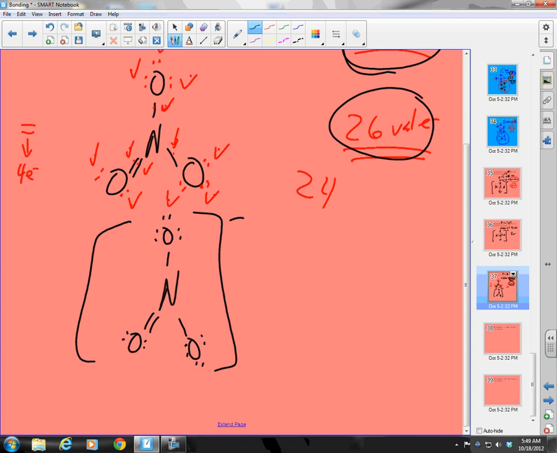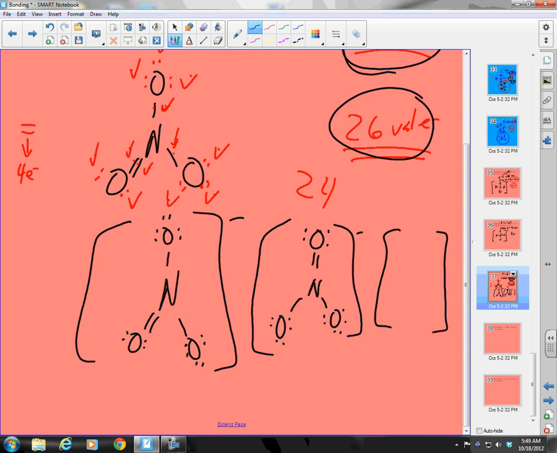Now, you might say, Mr. Smith, could I draw that another way? Sure you could. You could have the double bond going to the oxygen on top, right? And really, it's the same picture. We're just rotating it. But you could certainly draw it this way, or you could draw it another way. We could put the nitrogen here and double bond this, this, and this.